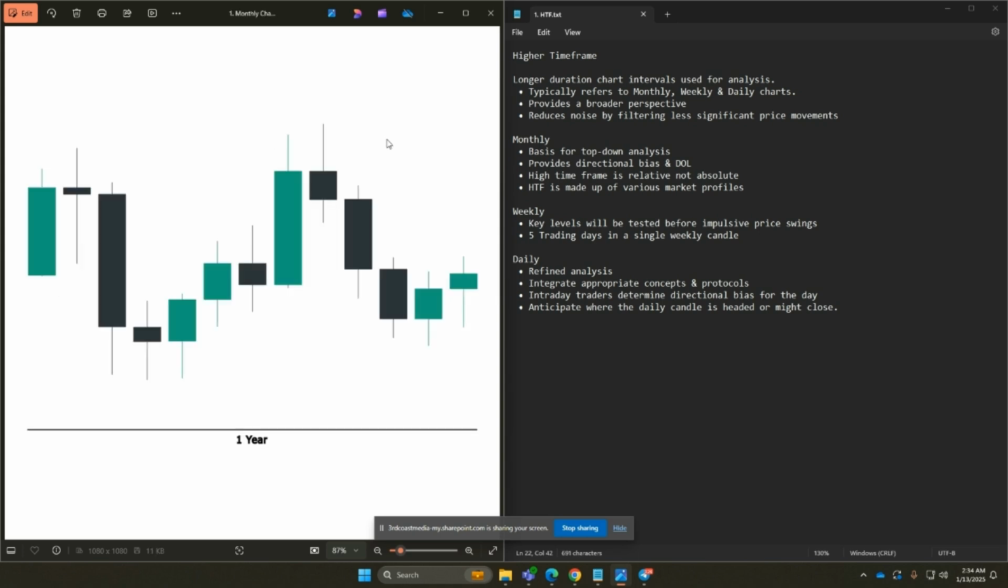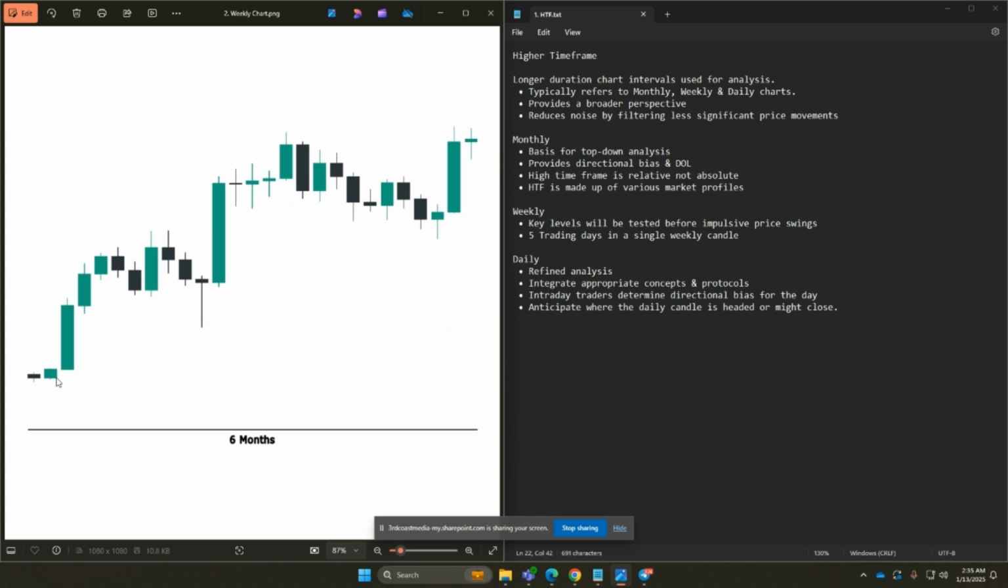If we look at this set of candles, it's a year's worth of information. That's 1, 2, 3, 4, 5, 6, 7, 8, 9, 10, 11, 12 candles, well, 13 candles. So let's say each candle is worth a month. This is 3 months that price went down. This is 1 month that price went up. That's 1 year's worth of information.